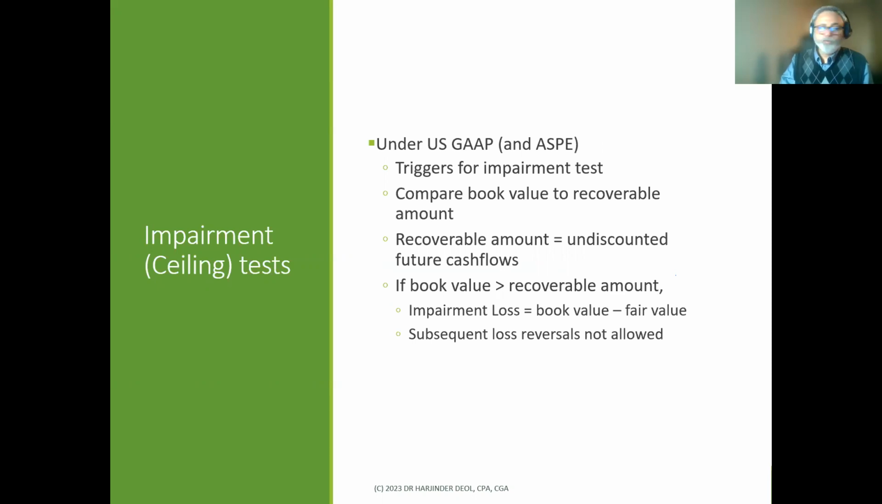So that's what I was mentioning. US GAAP and ASPE have a different take. You compare the carrying amount to undiscounted future cash flows. And if the carrying amount is greater than the undiscounted future cash flows, then the impairment loss is recorded as the excess of the book value over fair value, not undiscounted, but fair value. And ASPE does not allow reversals of impairment losses. And that's the same for US GAAP.